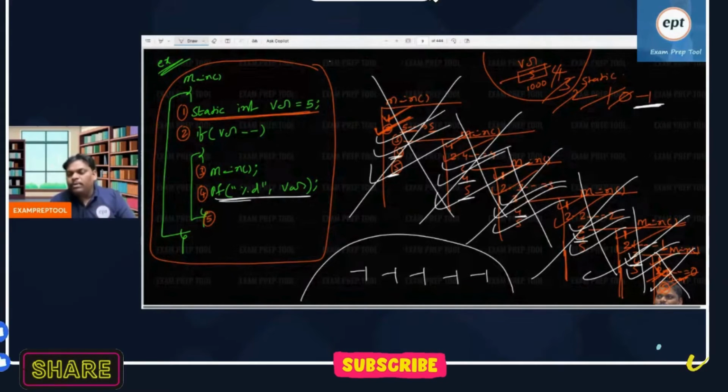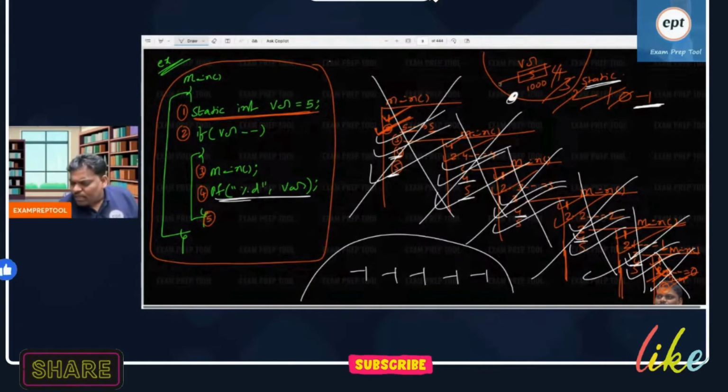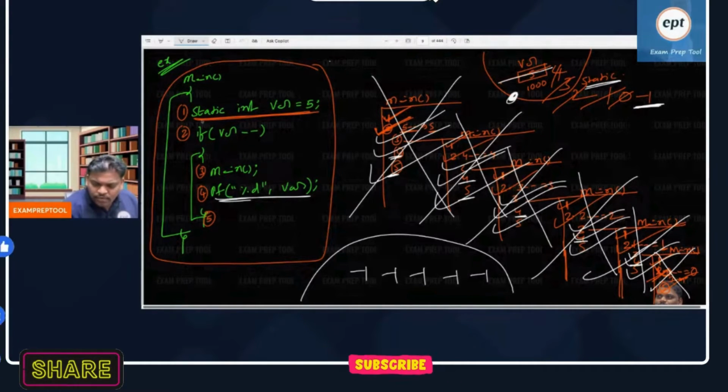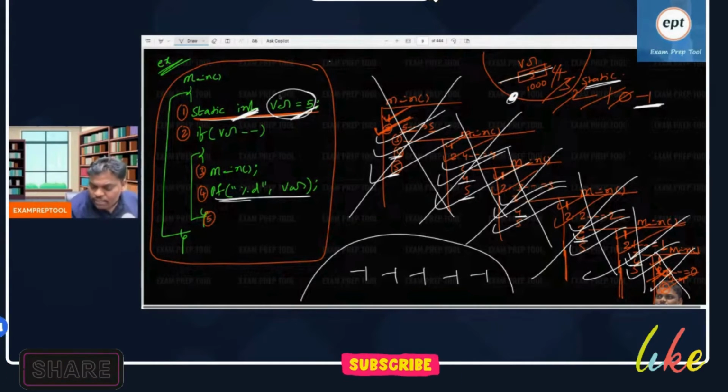I know many people will give the wrong answer for this. And one more interesting thing, if you want, you can check. Memory created, see this one. Static variable memory will be created only once in the static area, at compile time. And initialization is also only one. Some people are asking, sir, what is the meaning of initialization only one? Whatever you keep at declaration time itself is called initialization.